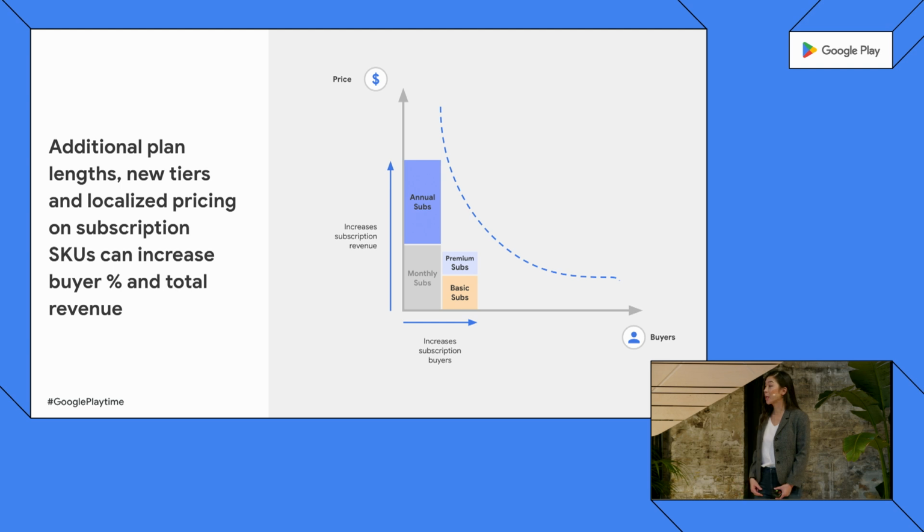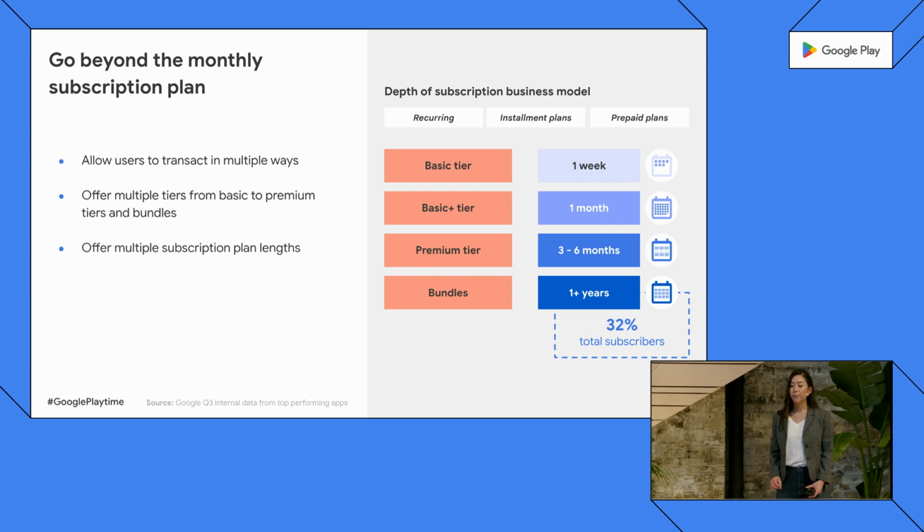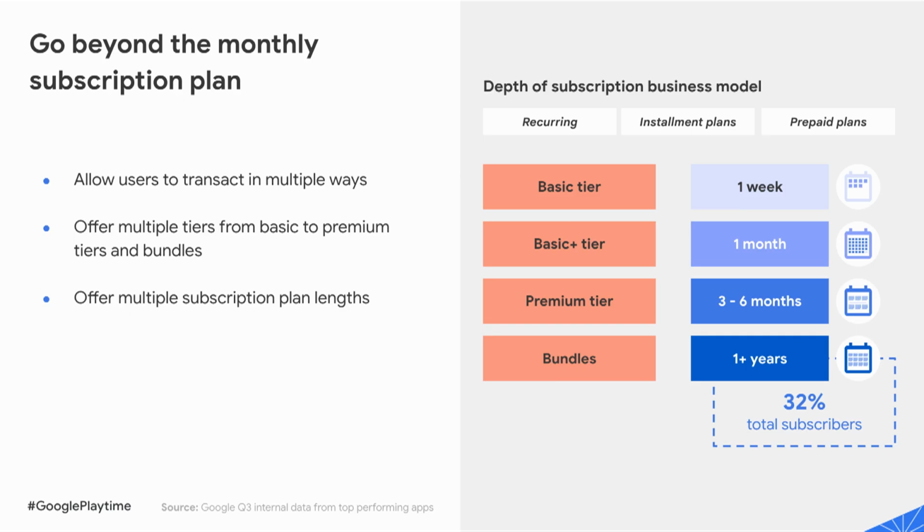So we'll start with benchmarks for plan lengths and price localization of subscriptions. With Google Play Billing, you can offer subscriptions with recurring payments, installments, and prepaid plans. Today, the most common SKU plans in apps are monthly and annual subscriptions. In top-performing apps, annual plans make up 32% of total subscribers.